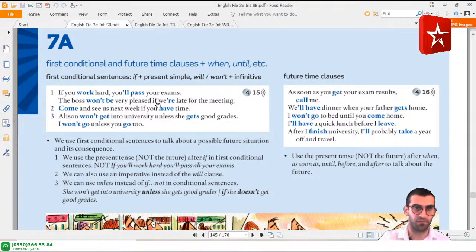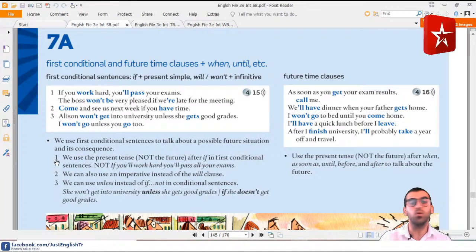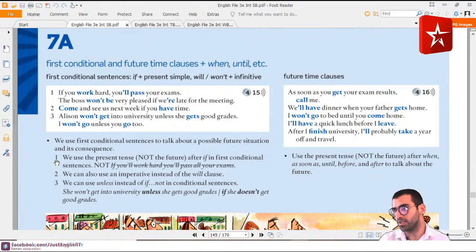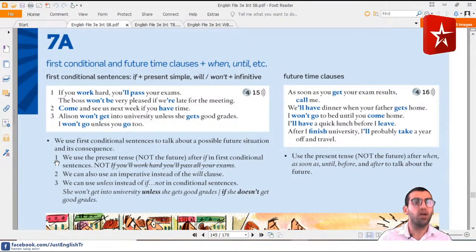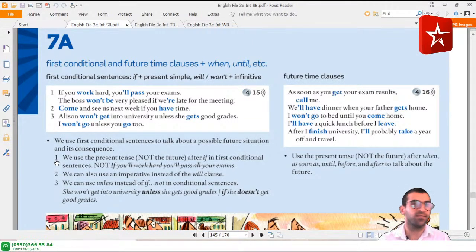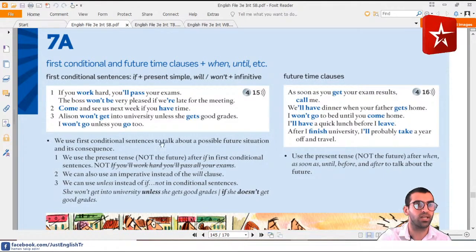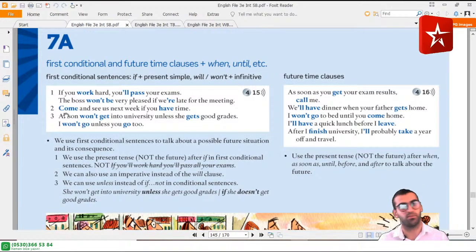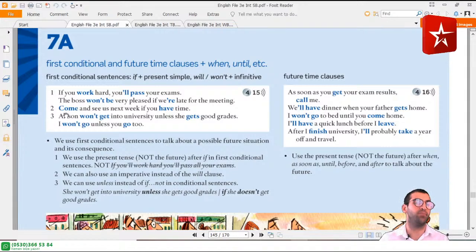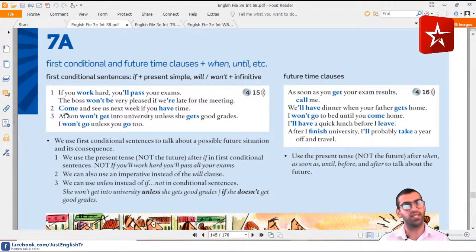Okay? So be careful. And we can also use an imperative instead of the will clause. For example, come and see us next week if you have time. Here, if you have time is present simple, but instead of the will clause, where normally we should use future simple, we can use an imperative, like emir, you say in Turkish. Come and see us next week if you have time.